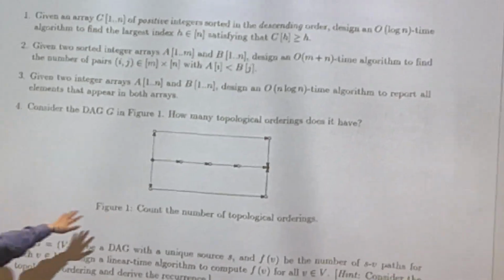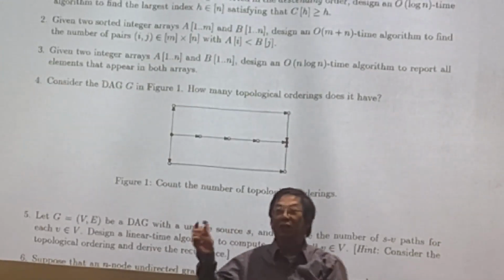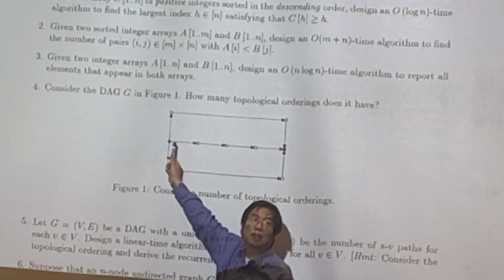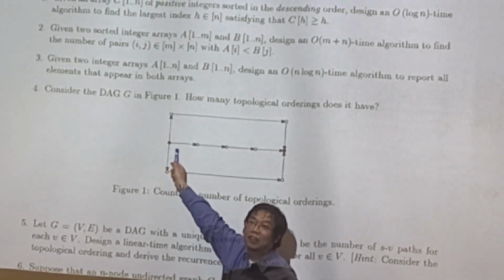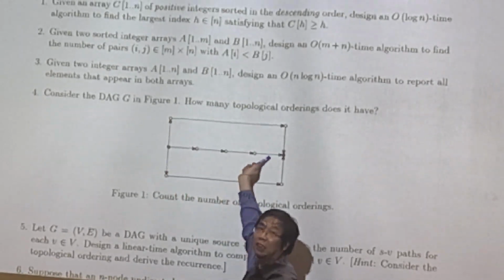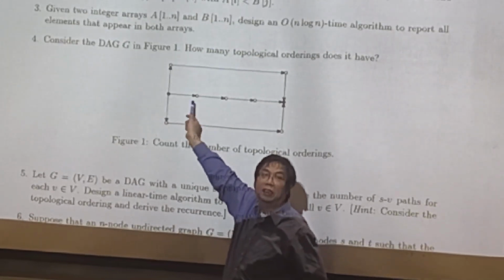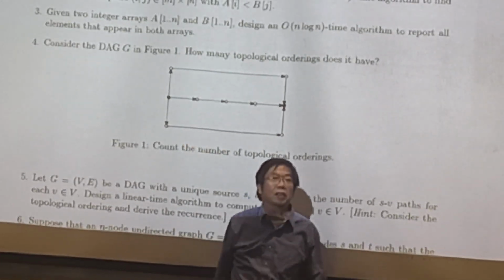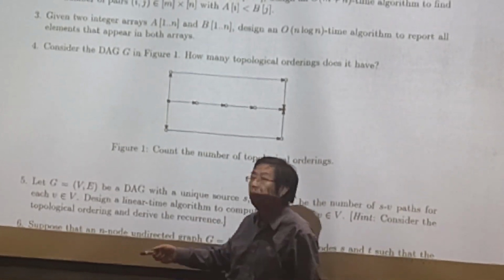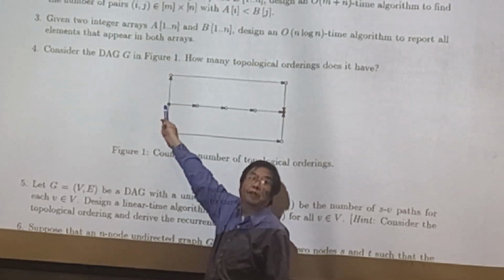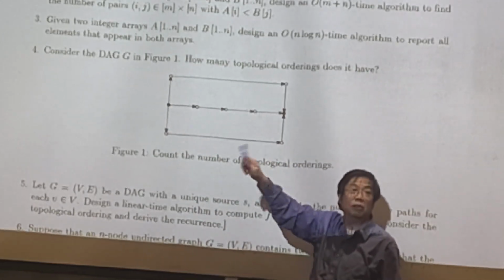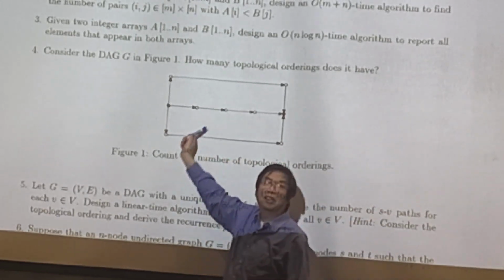Problem 4. Count the number of topological orders in this graph. I already made this clear. These two solid circles represent the unique source and the unique sink. The white nodes here are not the source or sink. So we start with this black node and end with this black node. So we need to count the orders of those white nodes.